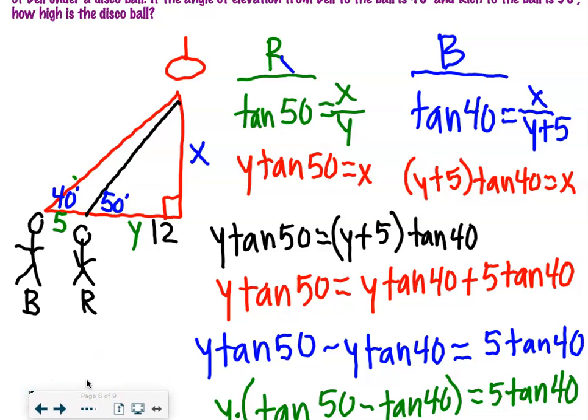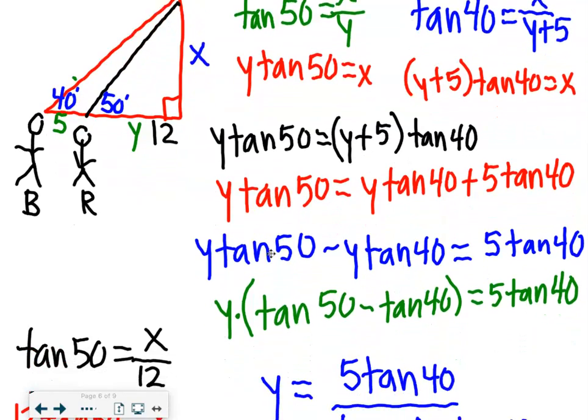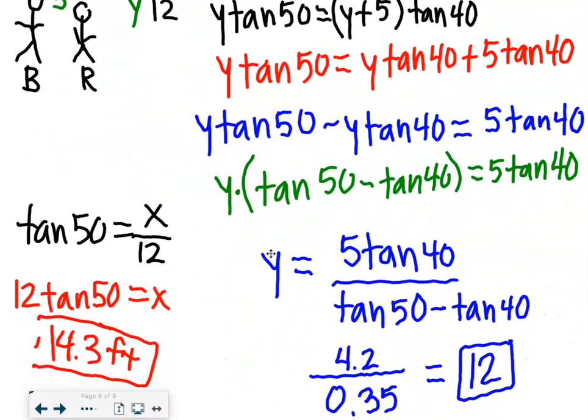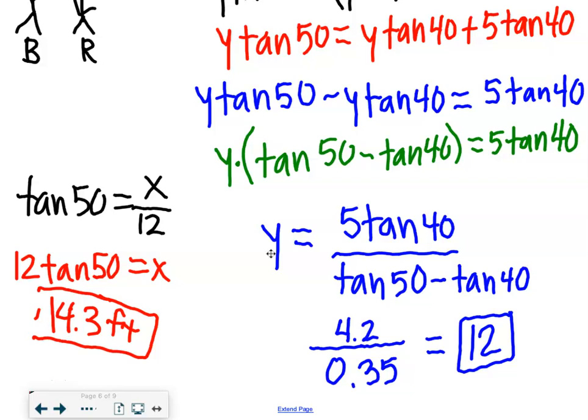Okay, can you scroll down? I'm on the green one. So then from here, we took out a y from both equations. Then divided by this whole thing. And that's how we got to the blue. And this is just straight up calculator work.